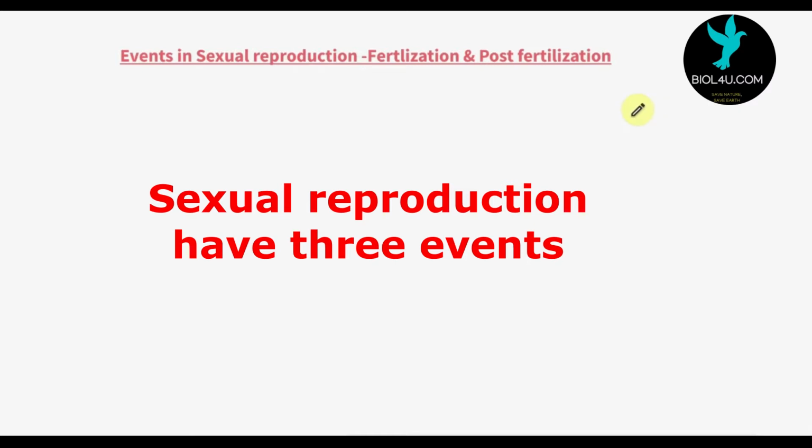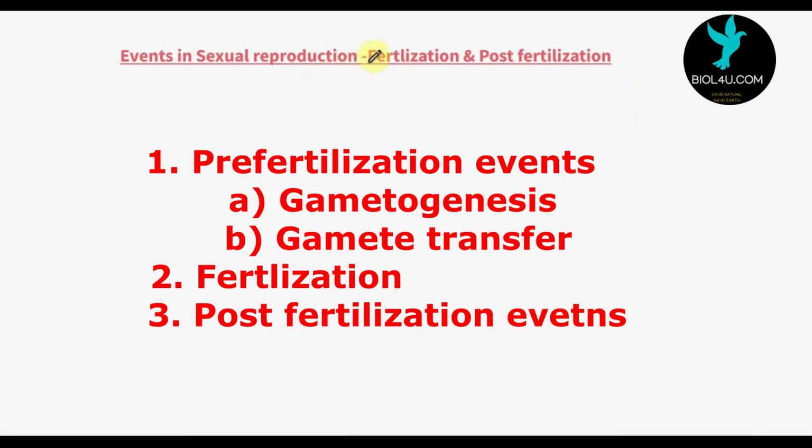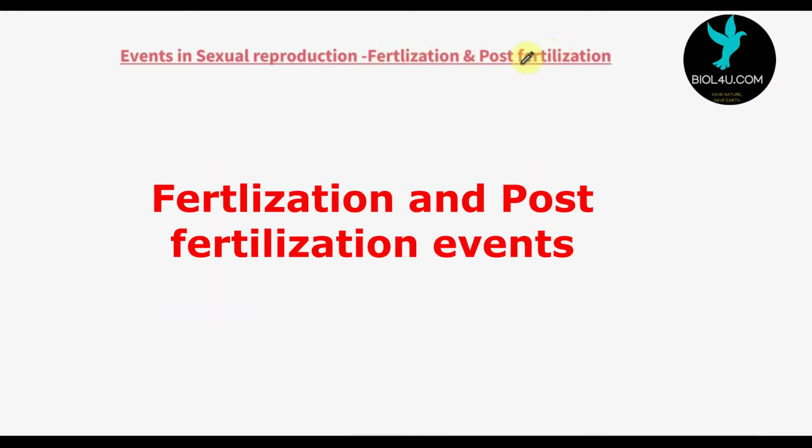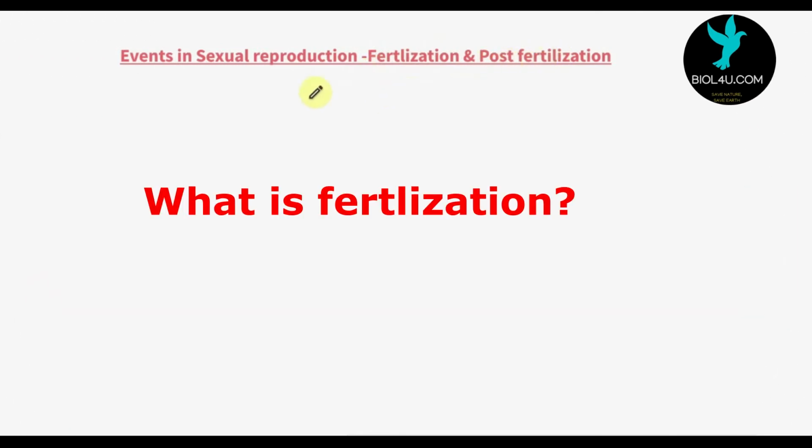Okay, today we are going to explain events in sexual reproduction. You know that the various events in sexual reproduction are gamete formation, gamete transfer, fertilization, and post-fertilization change. In this video I am going to explain the fertilization and post-fertilization events. So what is fertilization? Fertilization is the union of the male and female gamete.